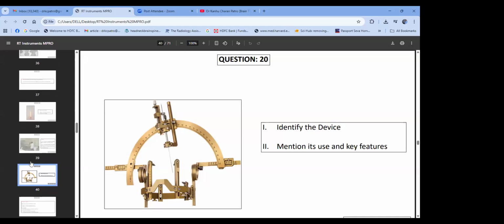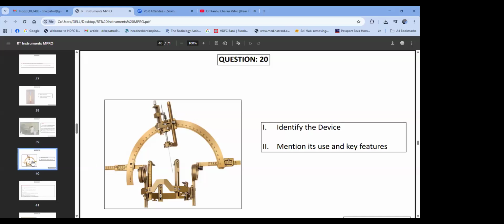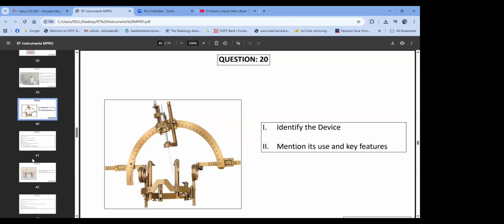So with the frame on, we can do the MRI and then fuse and then treat in a single sitting, sir. Okay.